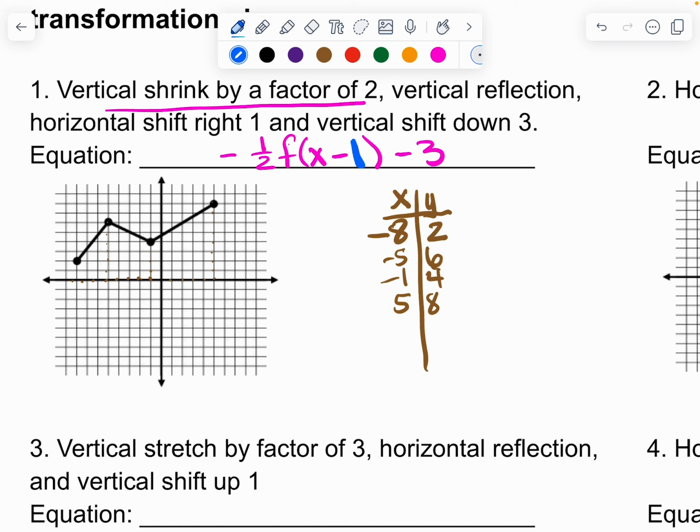Right here, we're dealing with the number 1. So what we're going to do to the x values is add 1, because remember, we do the opposite operation of what is inside the parentheses. So we're going to add 1. So -7, -4, 0, and 6. Then for the y values, we do the opposite.